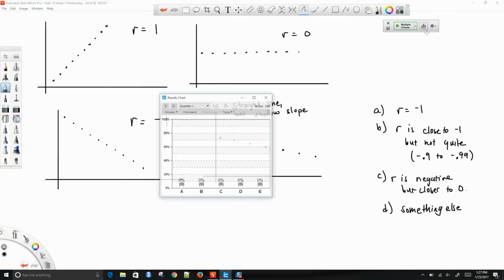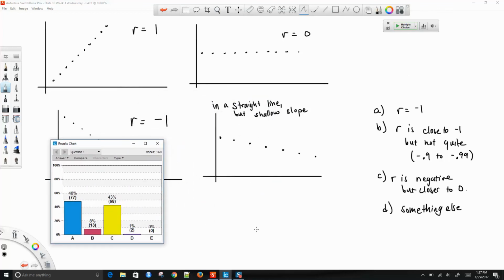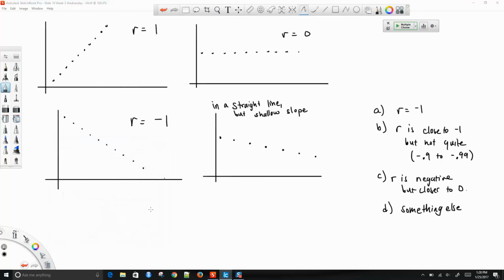All right, let's see. Okay, so we are classroom divided. The dots are in a straight line, a perfect straight line. It's pointing down, but the slope is shallow. The answer is going to be A. It's -1. Okay.